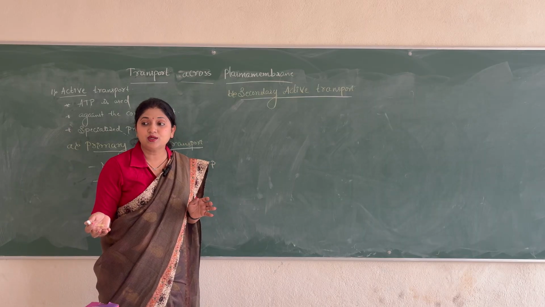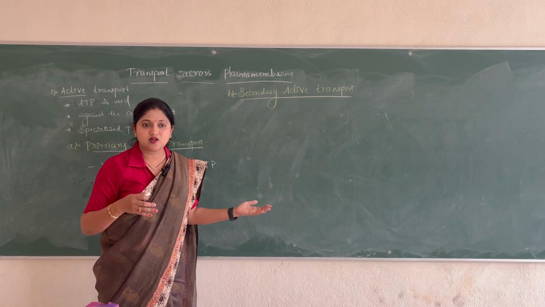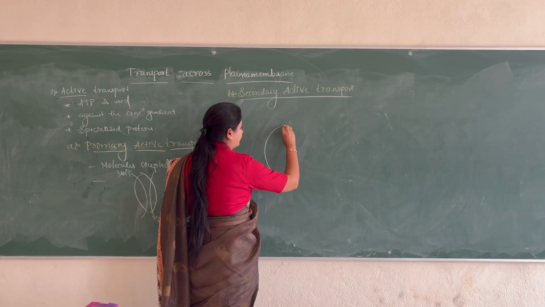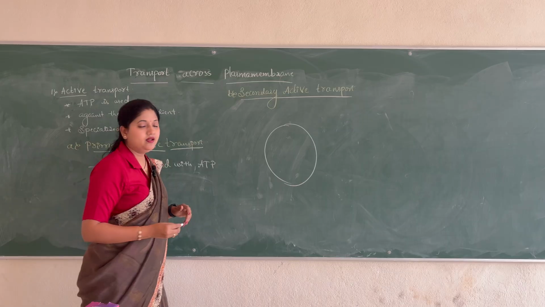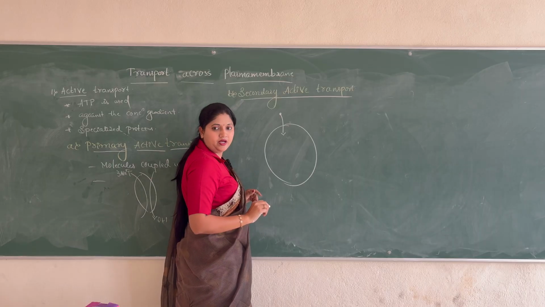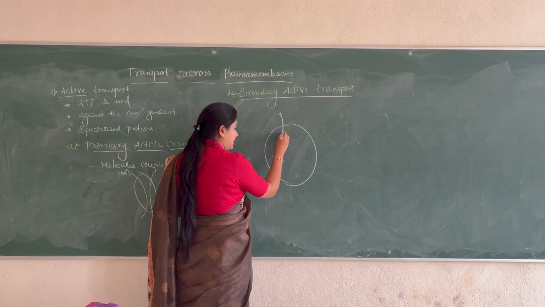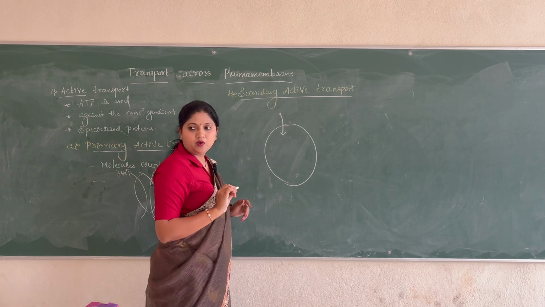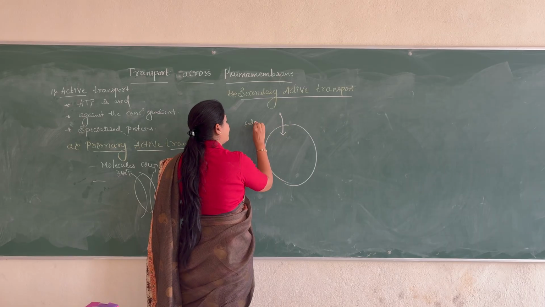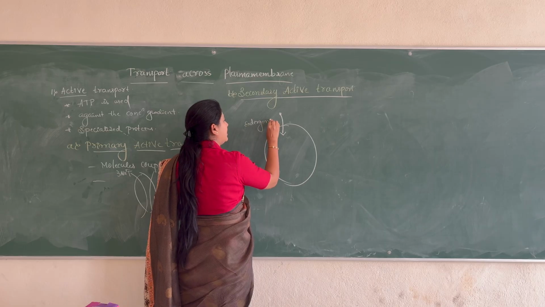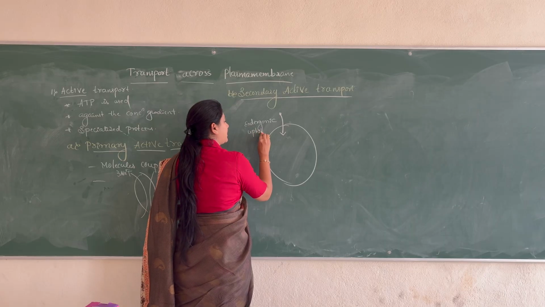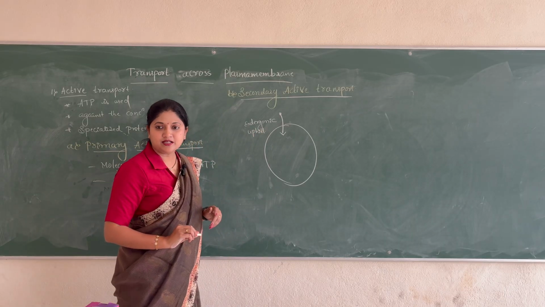What is endergonic reaction? Endergonic, exergonic. See, a cell is there. One molecule has to come from here to here. While coming here it is using energy. So if it is using energy, we call it endergonic. We call it an uphill transport.